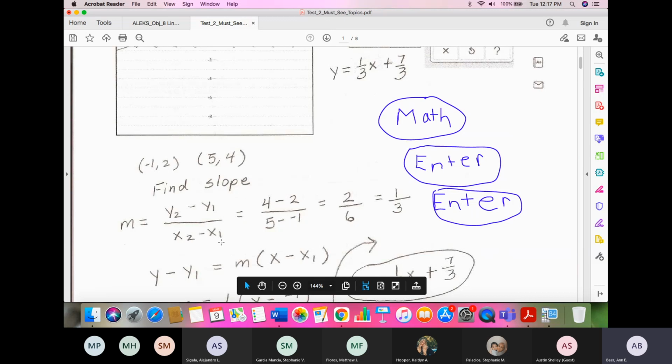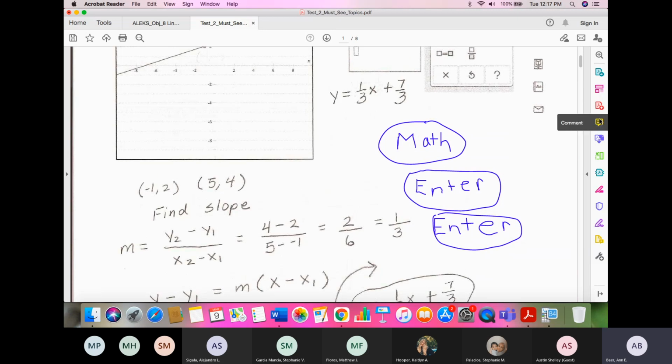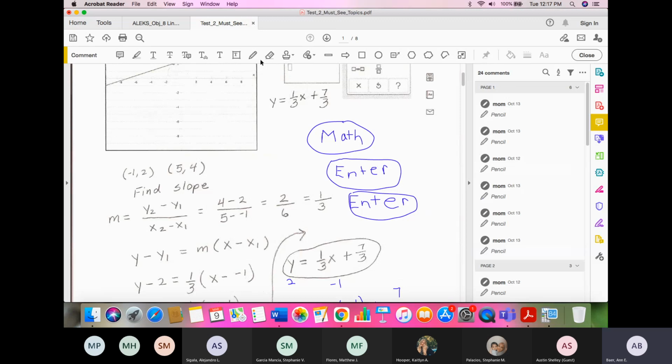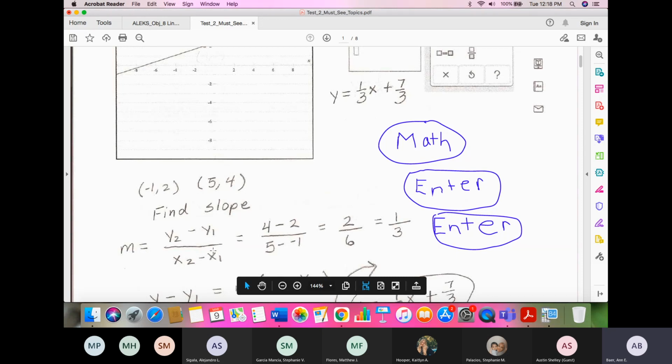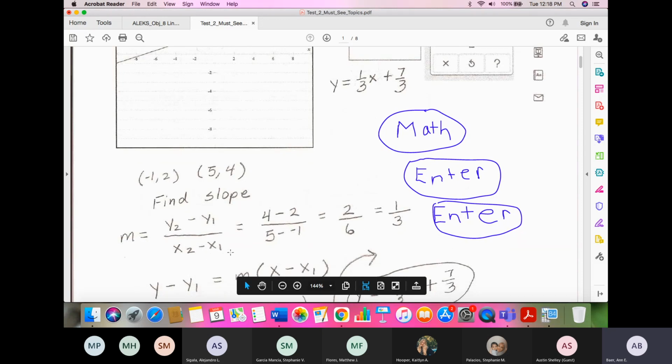So what you want to do is label your points. I would recommend labeling them with x1, y1. I think this one would be x1, y1. This one would be x2, y2. Let's just go with that. So the slope formula is right here, y2 minus y1 over x2 minus x1.